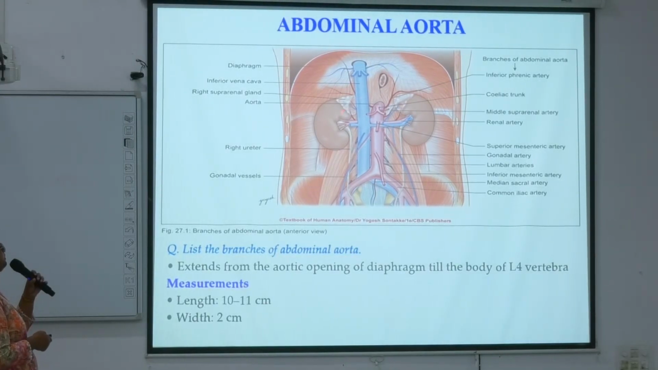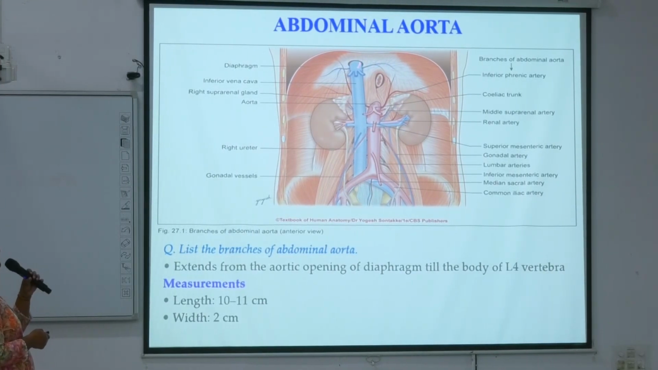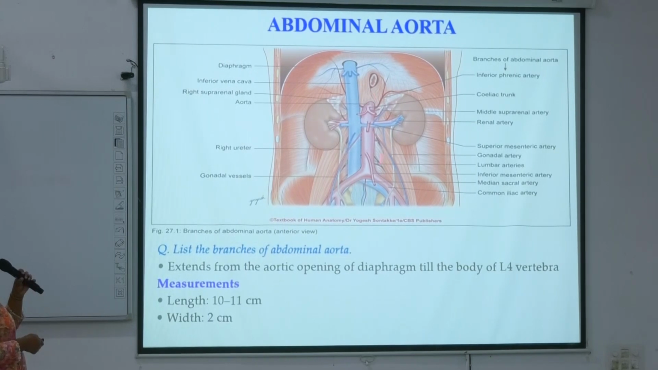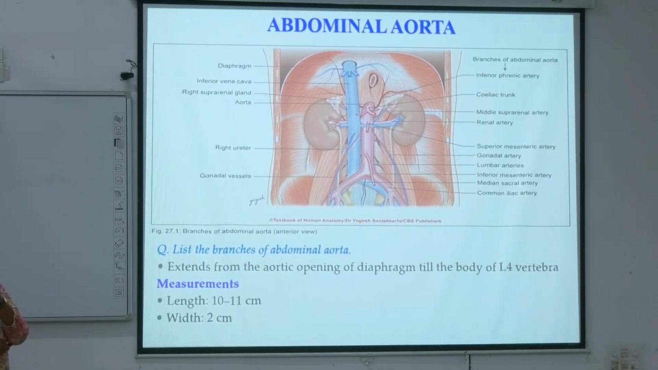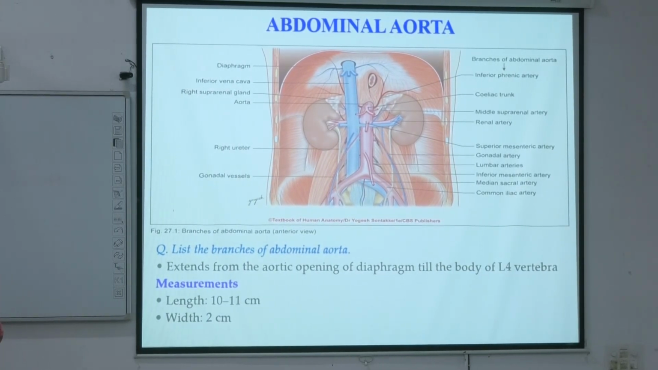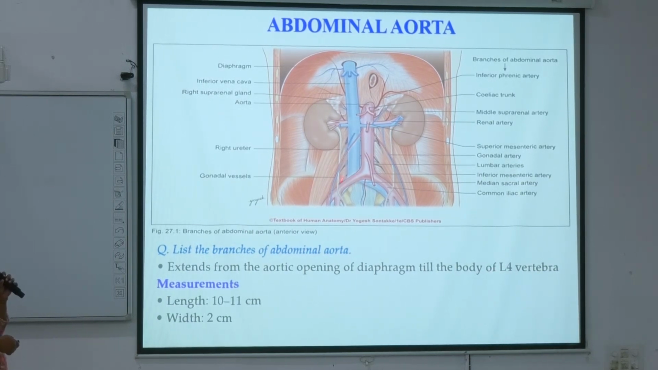Diaphragm, here is the aortic opening, esophageal opening, vena cava opening. So after piercing through the aortic opening, the aorta continues downward as the descending abdominal aorta. It extends from the aortic opening of the diaphragm till the body of the L4 vertebra. Here posteriorly lies the body of the L4 vertebra.